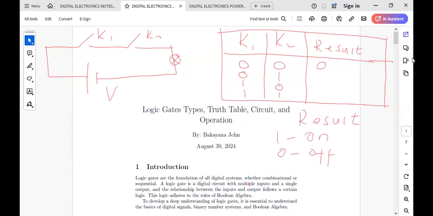Yes. When K1 is open, that's a 0, and K2 is closed, what do you think is going to happen? That's a series arrangement. What is going to happen? The bulb will give light. Are you sure?